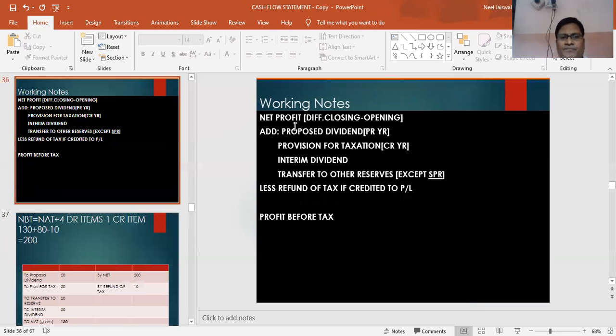Now, this is the formula as we have already done in the first video. Net profit difference is closing minus opening. Add proposed dividend of the previous year. Now, why previous year? We are coming to that. Provision for taxation, current year. Interim dividend, if paid. Transfer to other reserves, except security premium reserve, which is a part of capital, financing activity. And less refund of tax if credited to P&L. Only if credited to P&L do we subtract the refund. Then we will get profit before tax.